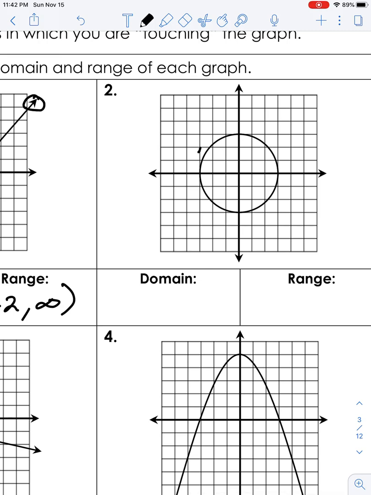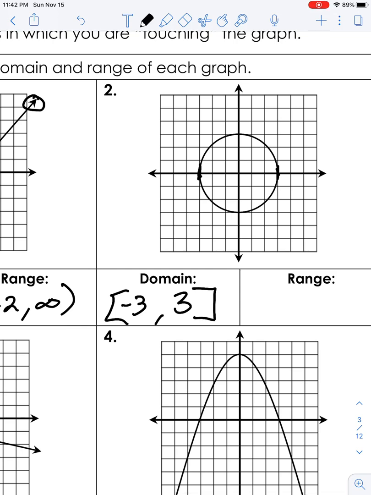You have a true far left point and a true far right point. So you're going to have brackets, obviously, because you don't have open circles. So what is the far left point? Count to the left. Well, it goes to -3. What's the far right point? Count to the right. It goes to 3. So the domain is from -3 to +3.